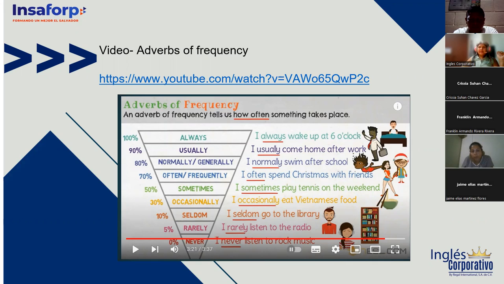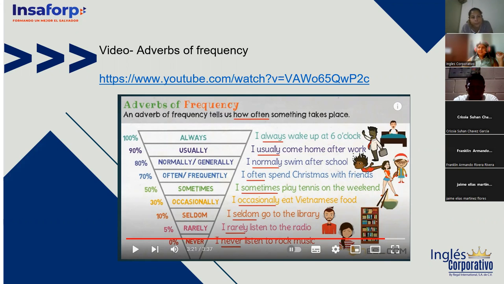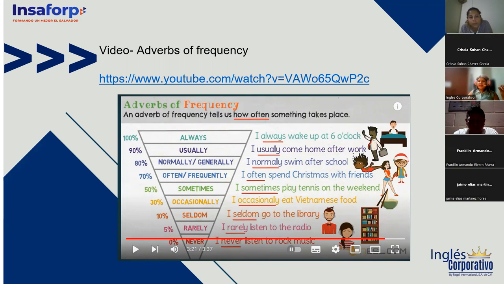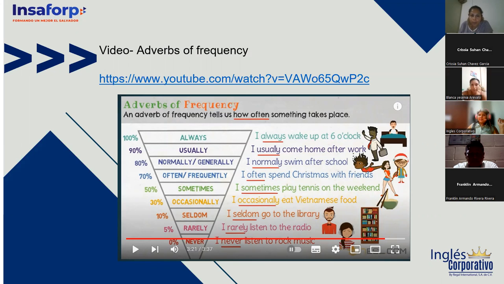You learn it. Okay, good. Who else wants to participate reading the sentences? Okay, Norma Leticia, go ahead. Try to remember the pronunciation, okay? Imitate that pronunciation. I always wake up at 6 o'clock. Repeat that, Norma. Norma, tiene mute. Ok, lo siento, se me activó.